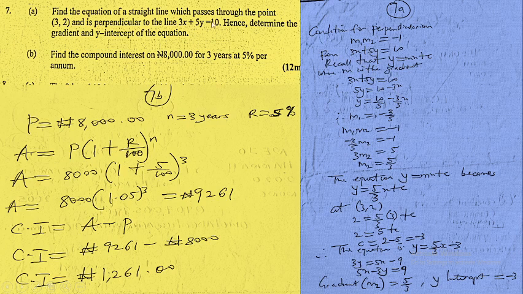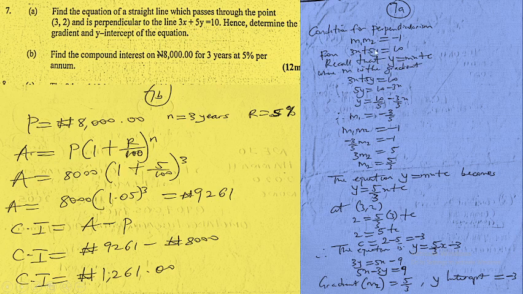So from the equation we have here, 3x + 5y = 10, we have to find the gradient of this equation. How do we do that? Of course, we know that the coefficient of x is the gradient, but you cannot say that 3 is the gradient unless you first transform this equation to look like this.